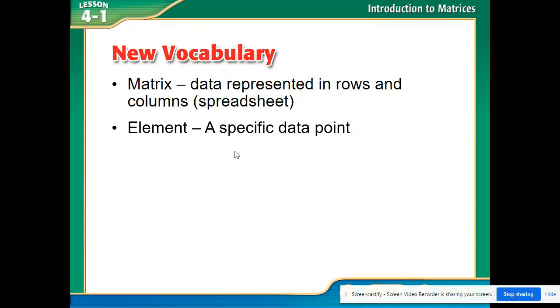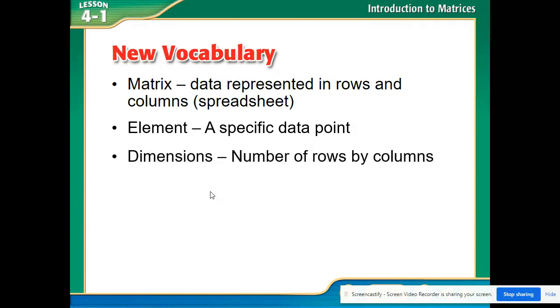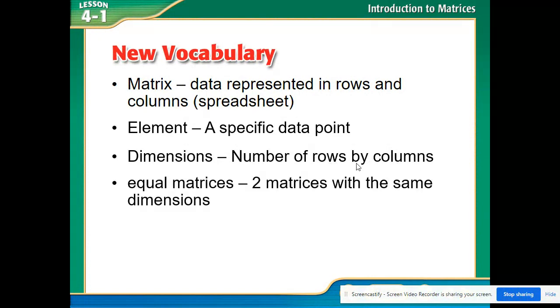What's an element? It's a specific data point. The dimensions of a matrix is the number of rows by columns. So we could say it's a 2 by 3, which means it would have 2 rows and 3 columns, or a 4 by 4. It's kind of like setting up your table. How big is your table? You want to say how many rows and how many columns.